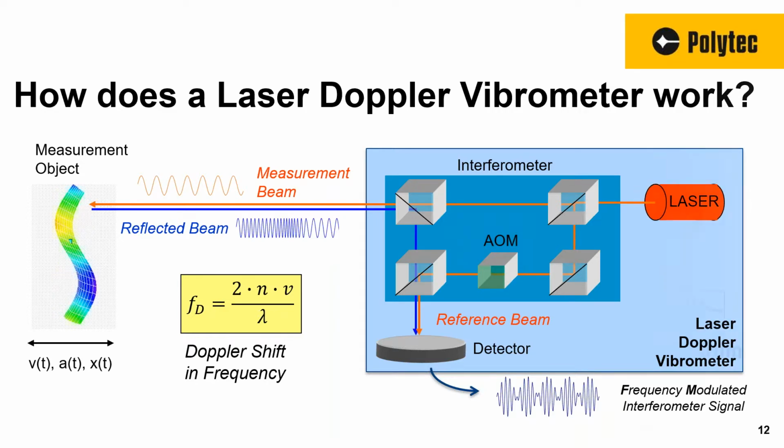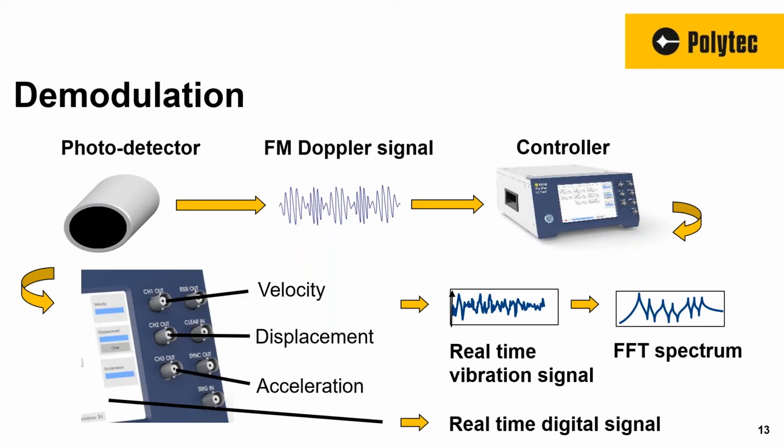So with the frequency modulated interferometer signal that comes from the photodetector, we can then demodulate that signal and we will obtain velocity, displacement, and acceleration in real time. Those are analog signals. The real-time signal can also be extracted, in which case there is no need for any data acquisition hardware.